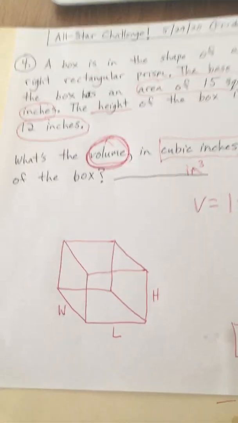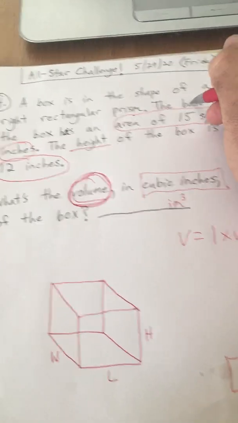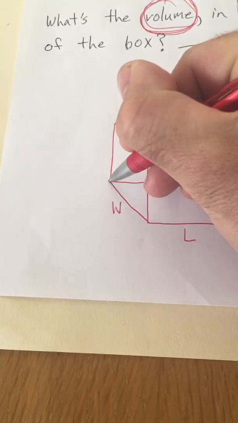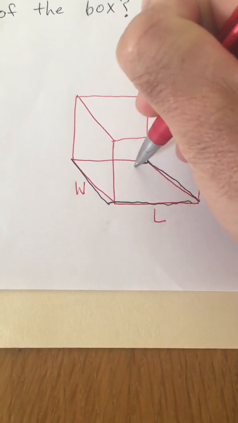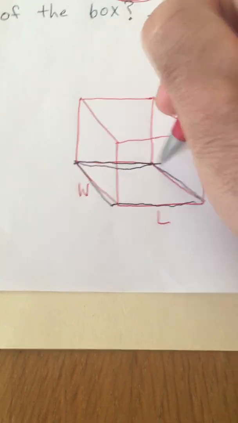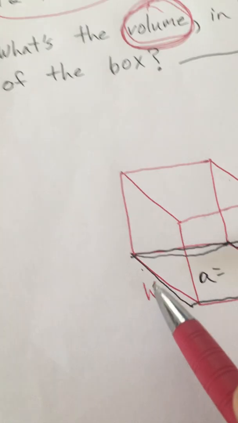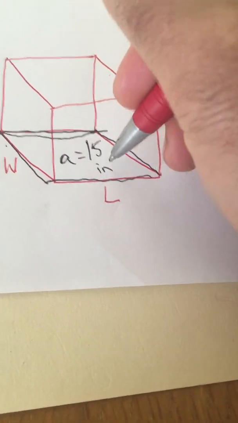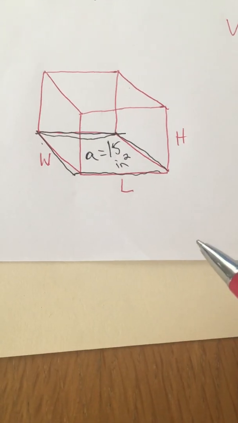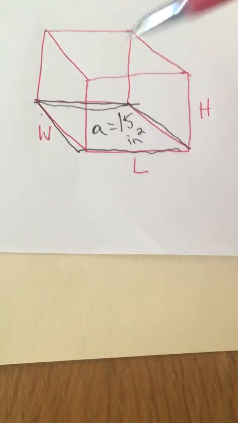Okay, so what's tricky about this problem is it already gave us the area. The base would be the bottom, right? So this here would be the base. Okay, so it already gave us the area of that base. That means they already did the width times the length, which was 15 square inches. Okay, so if you were to draw a bunch of squares here, there are 15 that would fit in the bottom.